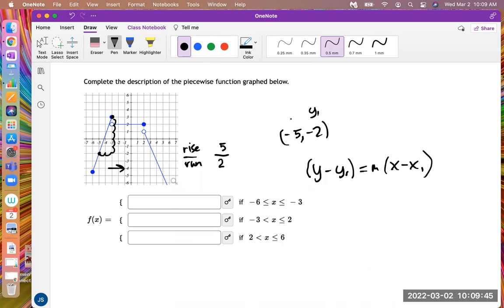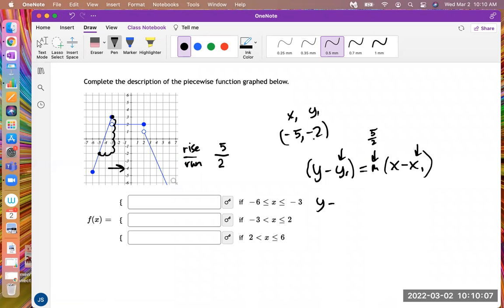Okay, so I substitute, and this is my x1. The ones with the subscript are the ones that we're going to be substituting numbers in for. And the ones without subscript, like I said, are dummy variables, and are just going to stand there. And then the m is our slope. So we plug in 5/2 for that m. Okay, so we get y minus.